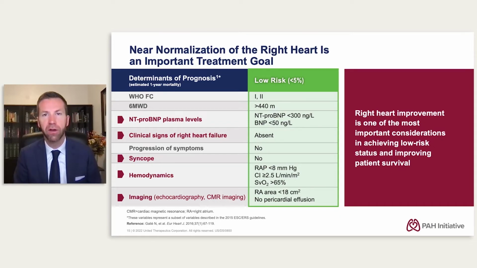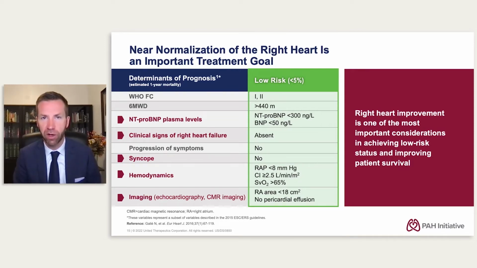Clinical signs of right heart failure, you do not want to see them. You have to look for them, but you don't want to see them. What's that? Increased JVP, enlarged liver, lower extremity edema. Syncope is a sign of right heart failure. If patients are having syncopal episodes, then that is a high risk characteristic. If patients are not, you're happy and they are low risk.